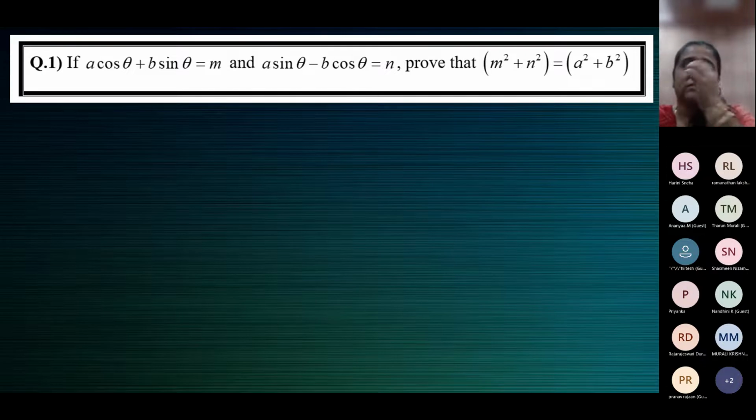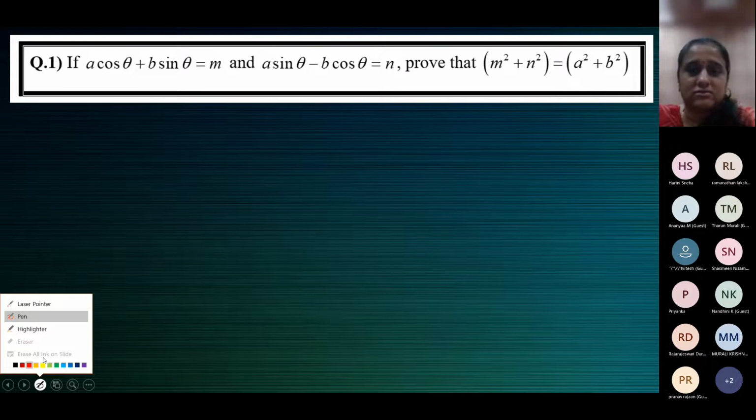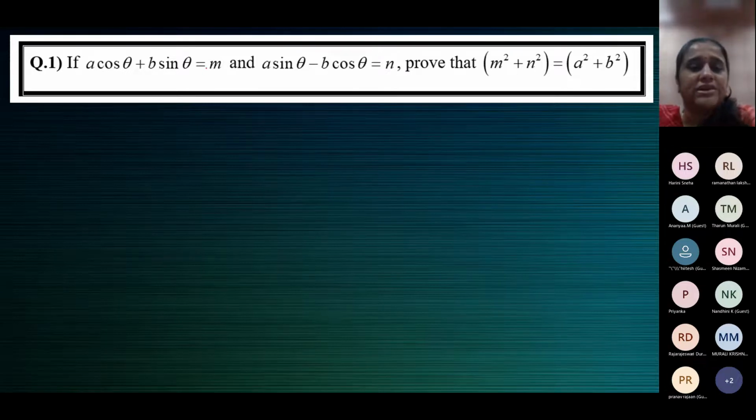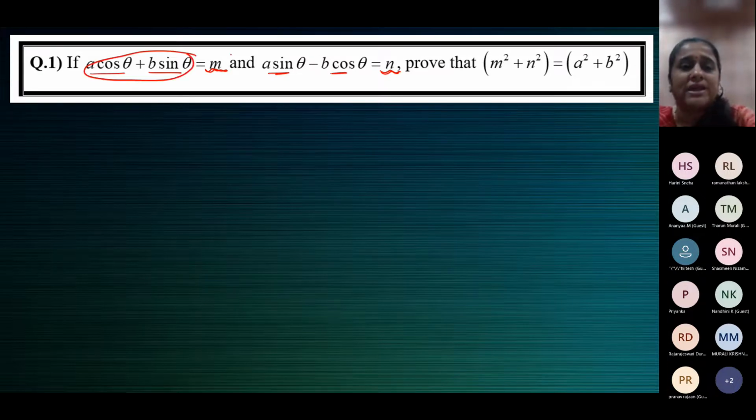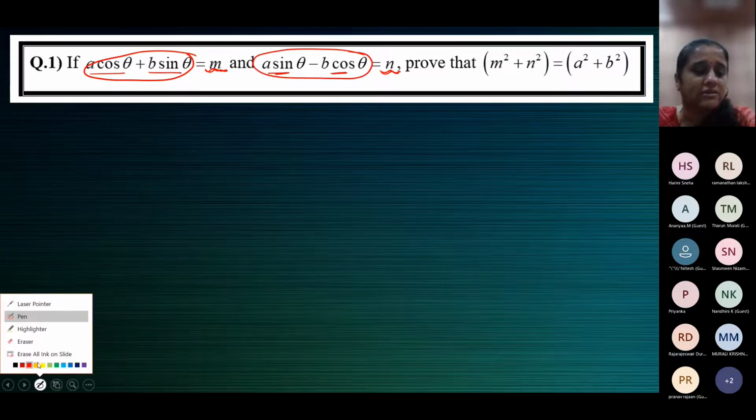Yeah. So I'll tell you the procedure, then I have to explain using the answer slide. Now we are given an expression for M. What is M? M is A cos theta plus B sin theta. What is N? N is given by the expression A sin theta minus B cos theta. So we have expressions for M and N.